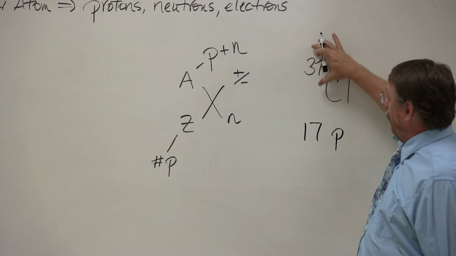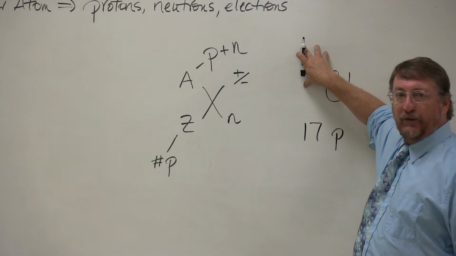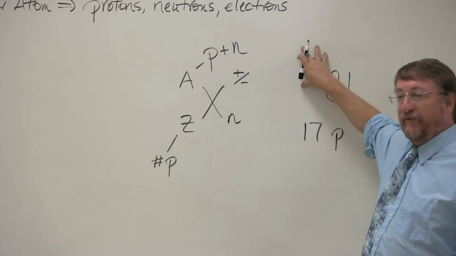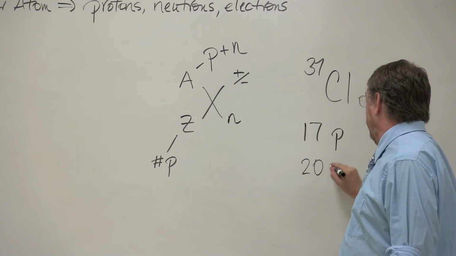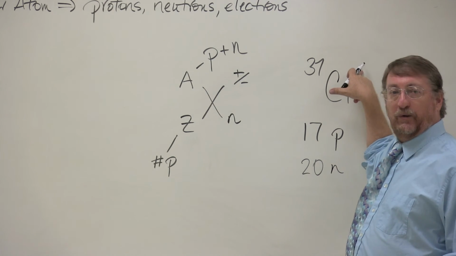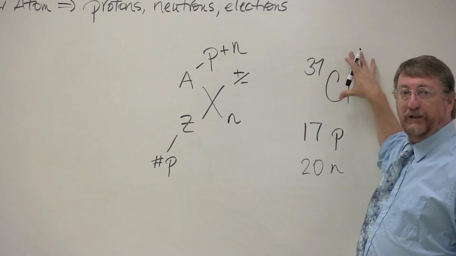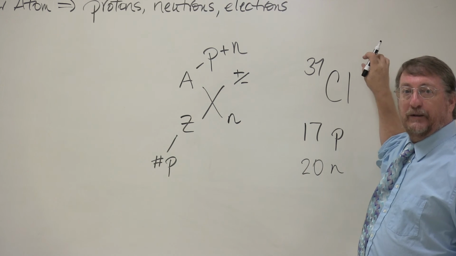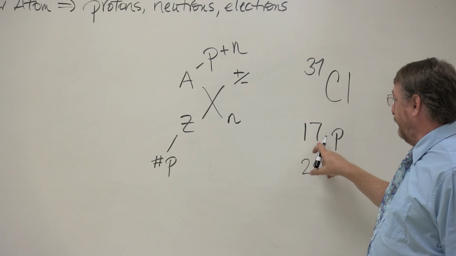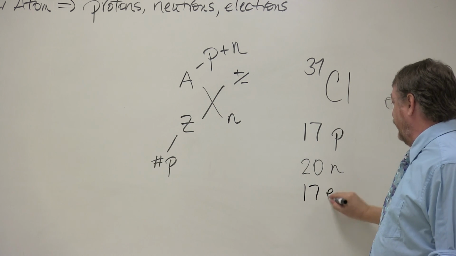If it has 17 protons and the mass number is 37, then the protons plus neutrons equals 37. Therefore, obviously, the neutrons equals 20. So we have 20 neutrons. There's no charge listed. If there's no charge, we don't put plus or minus 0, we just leave it blank. So that means the number of protons exactly equals the number of electrons. We have 17 protons, we have 17 electrons.